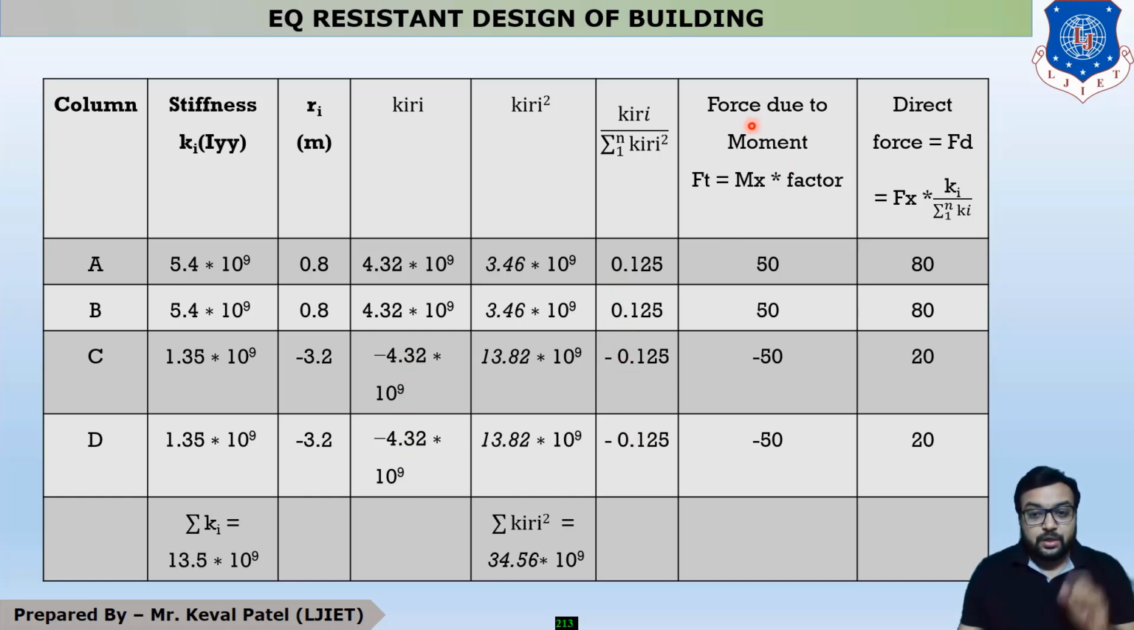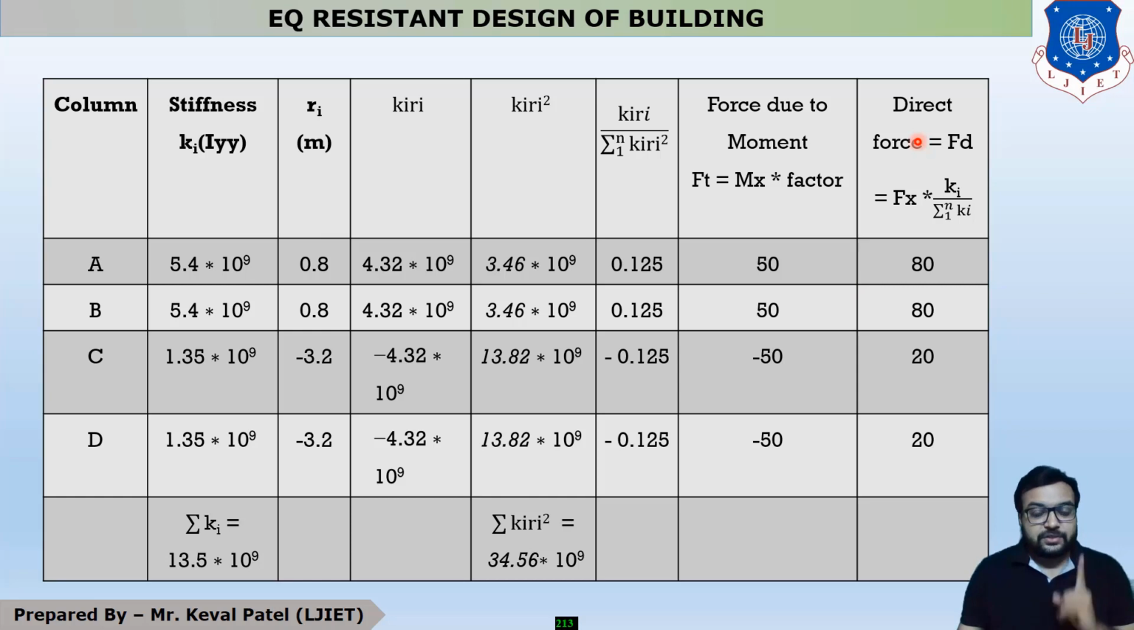Okay, next is force due to moment. The force equation is moment into factor. Our moment is 400 kilonewton meter, so we have to multiply this column with 400. So 400 into 0.125 gives the answer 50. And minus 0.125 into 400 is minus 50, and the same way for column D.